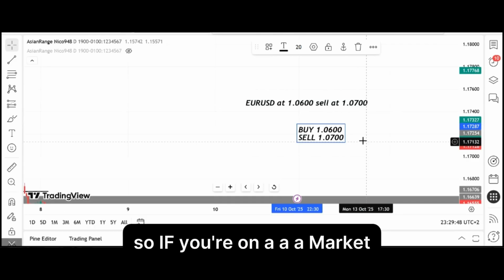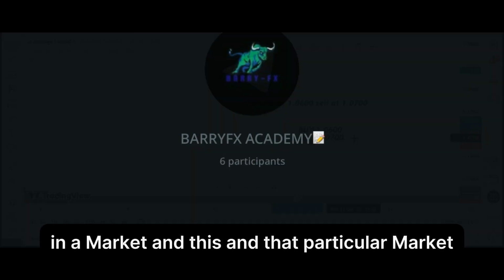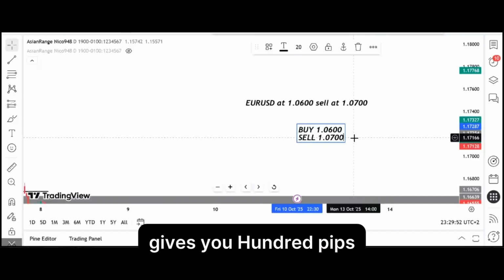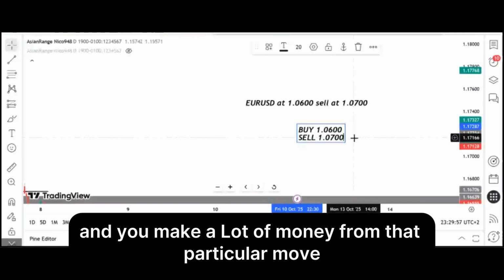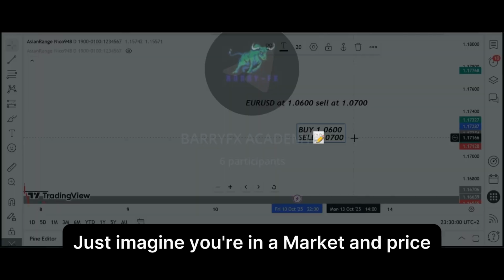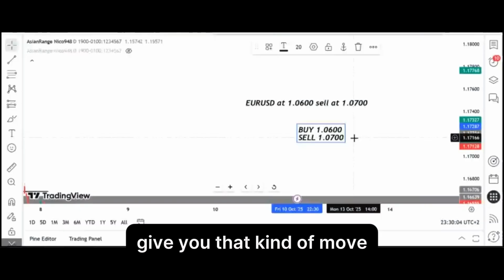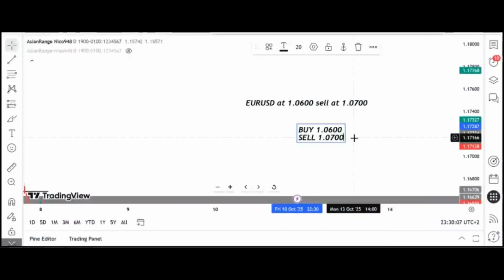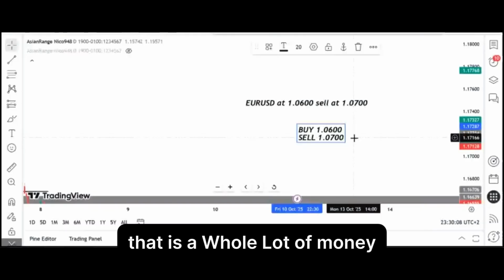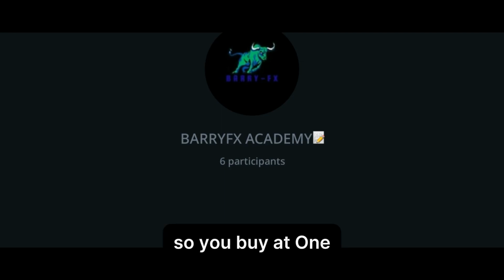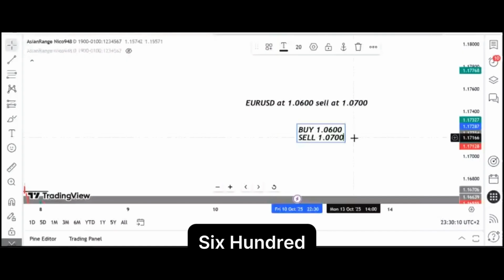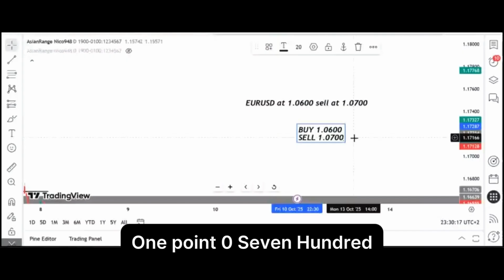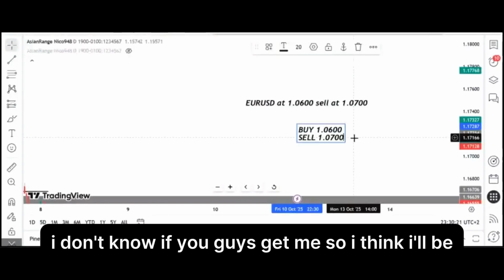So if you're in a market and that particular market gives you 100 pips, that is a very big move, and you make a lot of money from that particular move. Just imagine you are in a market and price gives you that kind of move. That is a whole lot of money. Understand? So you buy at 1.0600 and sell at 1.0700. I don't know if you guys get me.